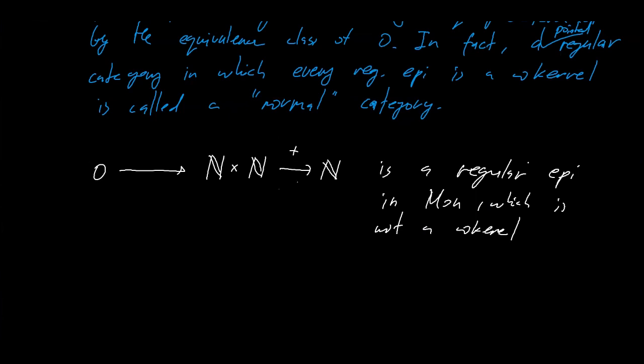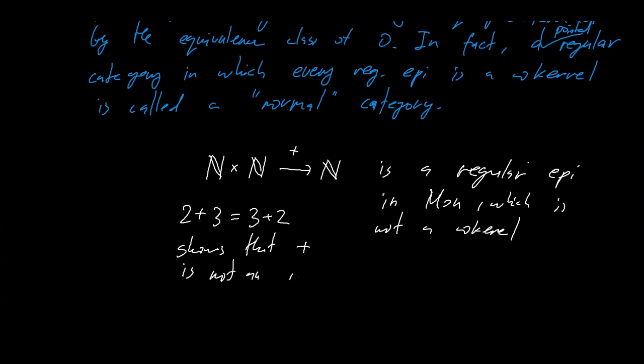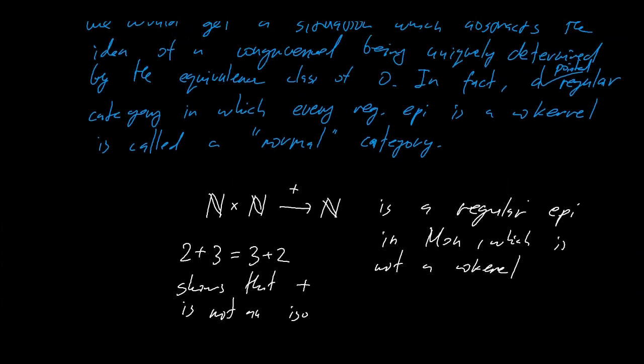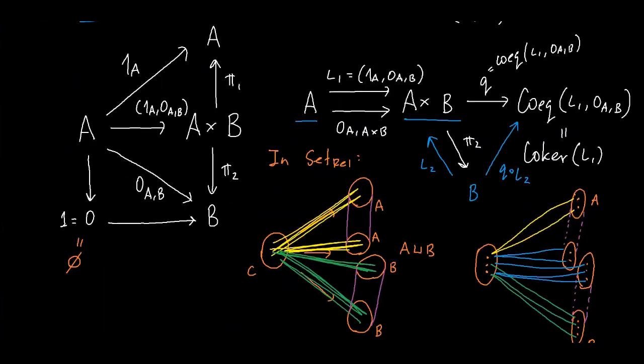If this was a co-kernel of a map from the zero object, this would have been an isomorphism. Why? Because if you take the 0 map, its co-kernel would be the co-equalizer of the 0 map and another 0 map, and they're the same 0 map, so the co-equalizer is just the identity morphism. So if this was a co-kernel, this would have been an isomorphism. And of course, it's not an isomorphism because, for instance, as we know, 2 plus 3 equals 3 plus 2, which shows that plus is not an iso, since 2 elements here are mapped to the same element there. So we don't expect the category of monoids to be a normal category, because not every regular morphism is a co-kernel. So it's kind of surprising that some of them are, and it's really nice that the product projections are, because they're very important regular morphisms.